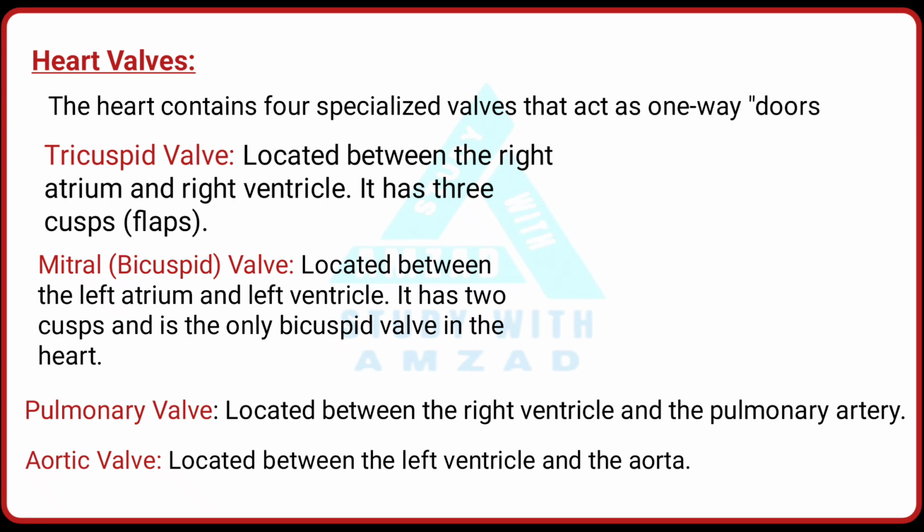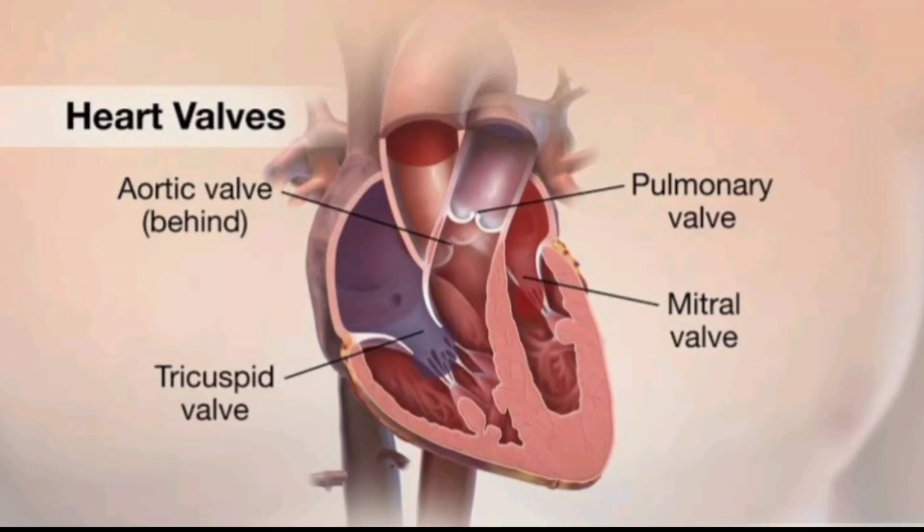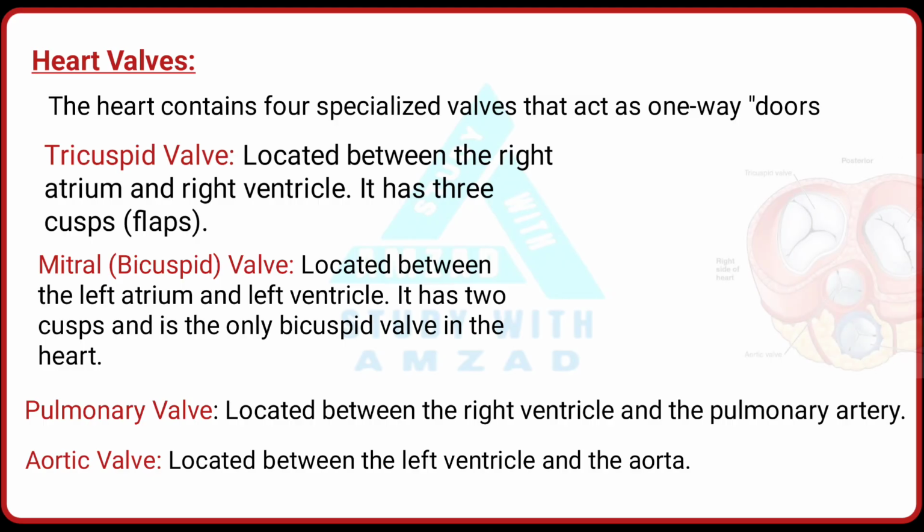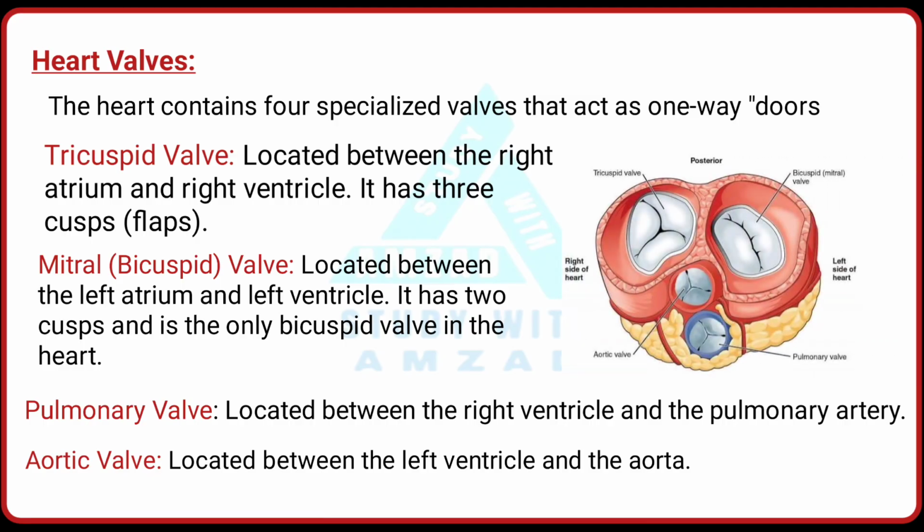Atrioventricular valves are located between the atria and the ventricles. They prevent blood from flowing backward into the atria when the ventricles contract. The tricuspid valve is located between the right atrium and right ventricle. It has 3 cusps. The mitral valve is located between the left atrium and left ventricle. It has two cusps and it is the only bicuspid valve in the heart.